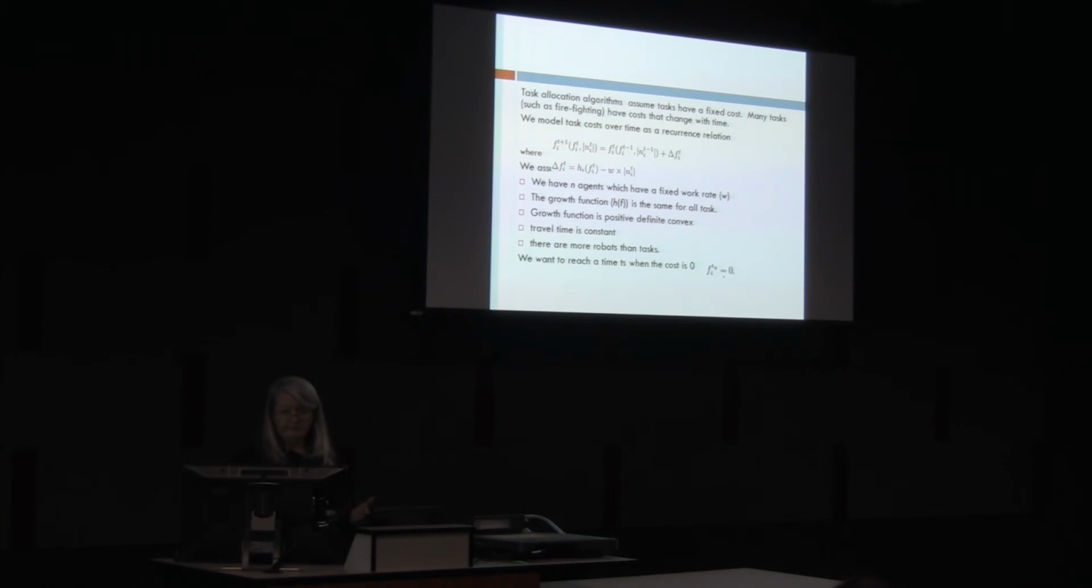Now here we make a bunch of assumptions. Basically, in this case, we assume all the growth functions are the same, just to relax the assumption. We assume the growth function is positive, and definitely convex. Now, if you assume that the travel time is the same, which is a big assumption, and we also assume we have more robots than tasks, now we can show how we can reach a time when the cost of the task goes to 0.